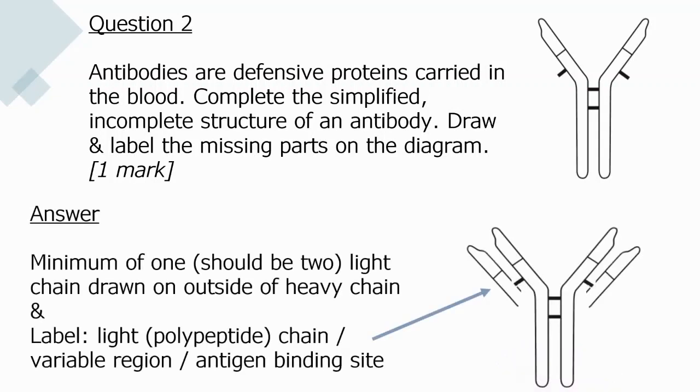So for this question, you actually needed a minimum of one light chain drawn on the outside of the heavy chain, but obviously we know that there should be two, and these should be labelled light polypeptide chains, although the mark scheme does allow you to label them as the variable region because they're obviously part of the variable region, and also antigen binding sites.